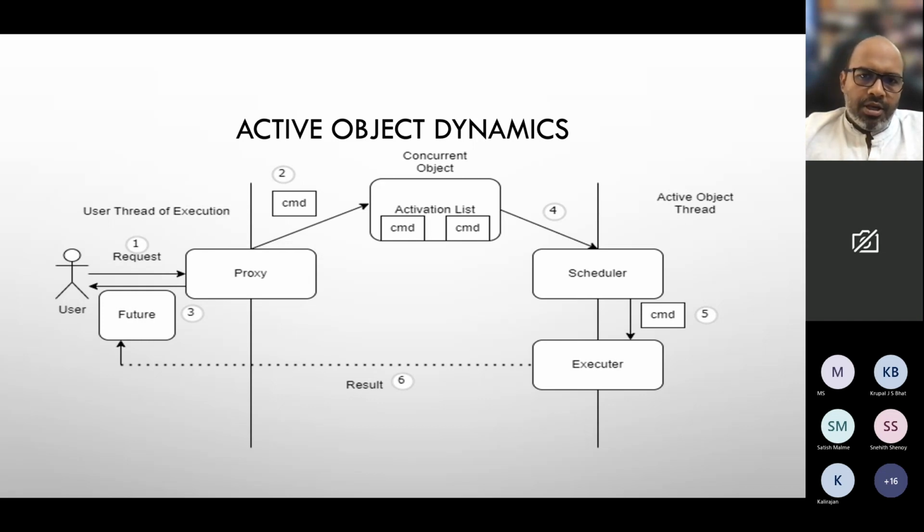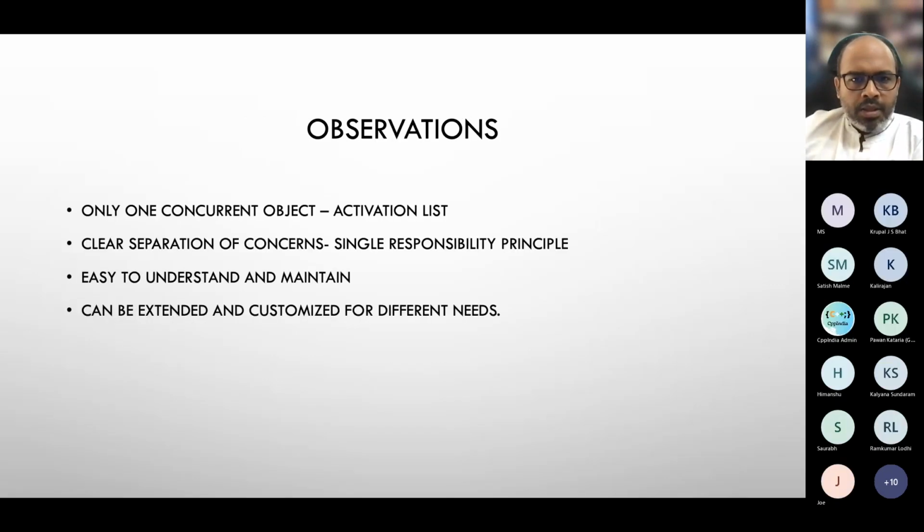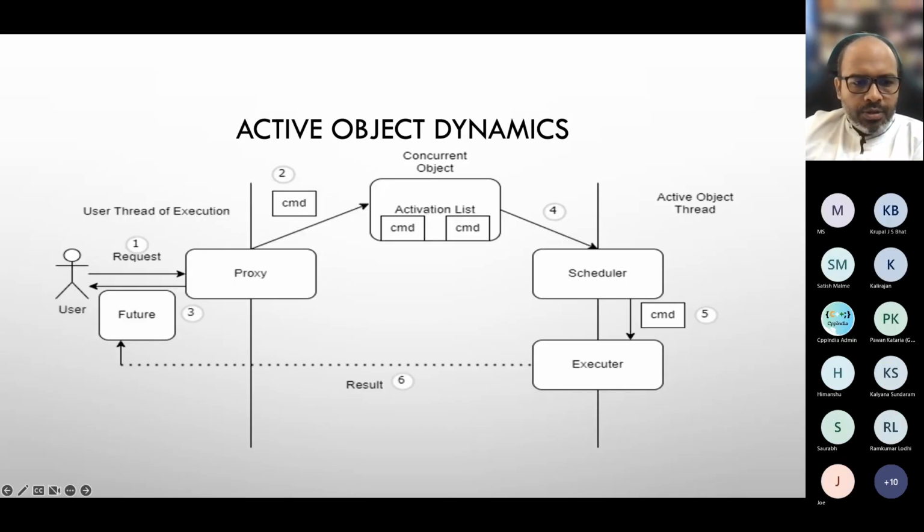What it means is you need not do a lot of mutexes and locks anywhere in the program. The only thing you have to synchronize is this activation list. The only concurrent object here is this activation list. So you do not worry about locking any of the other components. You just have to make sure this activation list is accessed by two threads concurrently, so you have to make sure that this activation list is thread safe.